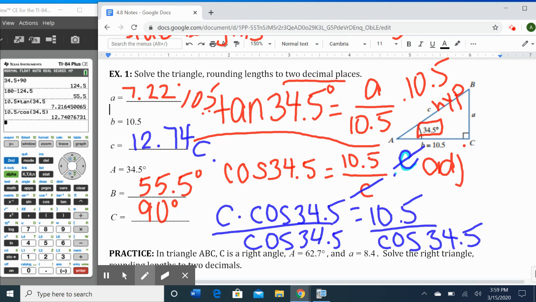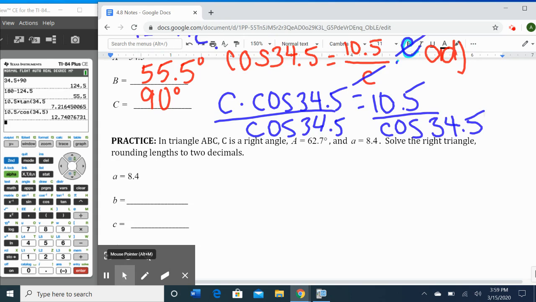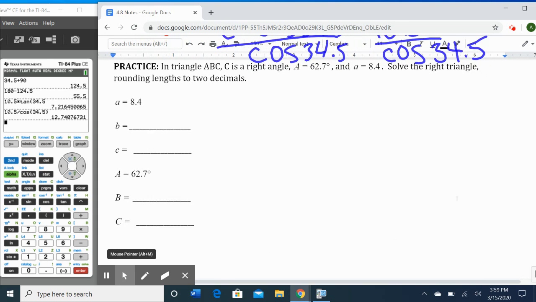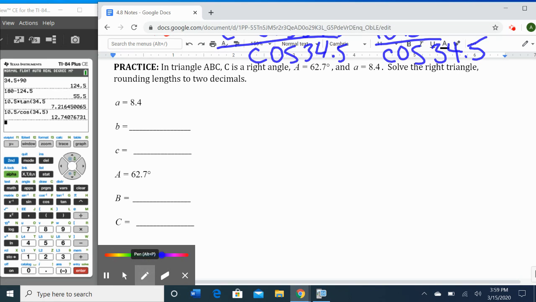So what I would like you to do is maybe pause this video and try this practice problem on your own, and then I'll go over the answers. So pause the video. Okay, so I'm positive that you paused the video and you're not just watching on through.